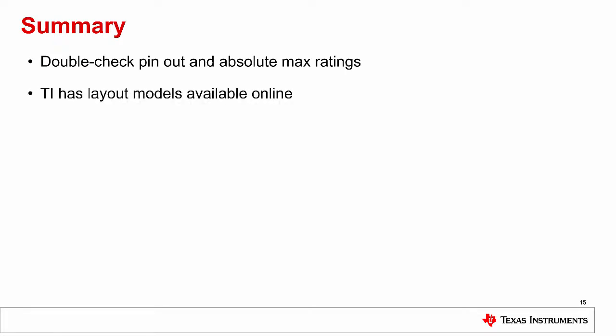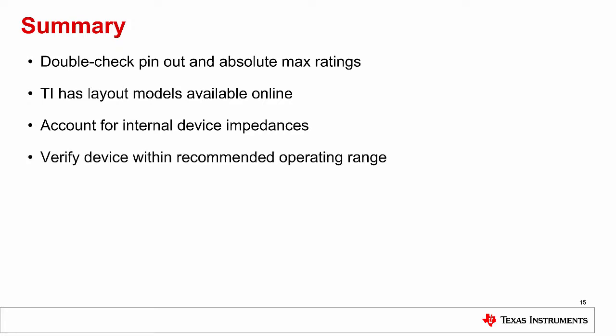In summary, checking the device pinout in the ABS Max table may reveal a simple mistake. To help minimize layout mistakes, TI offers pre-made models online. When laying out the current shunt monitors, remember that the current monitors are complex circuits with finite internal impedances that can interact with whatever network they are interfaced with. As such, these impedances are often documented in the datasheet. Along with the impedance are several other specifications in the electrical characteristics section, which you should check to ensure you are operating in the normal linear range.